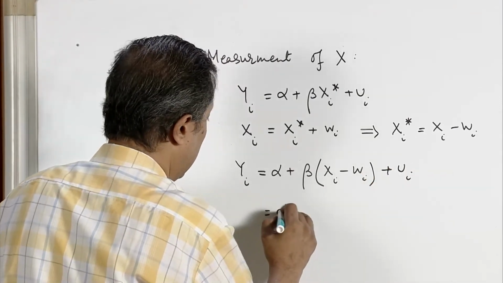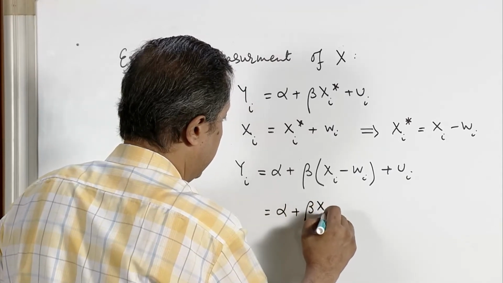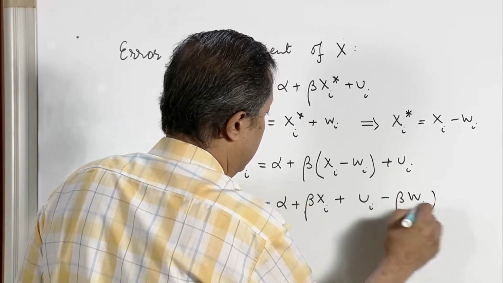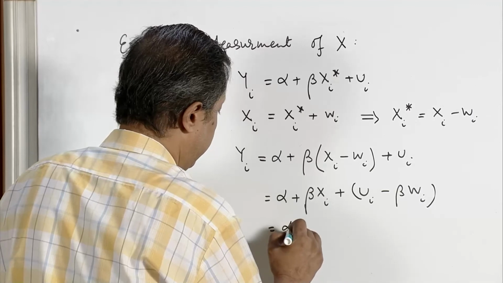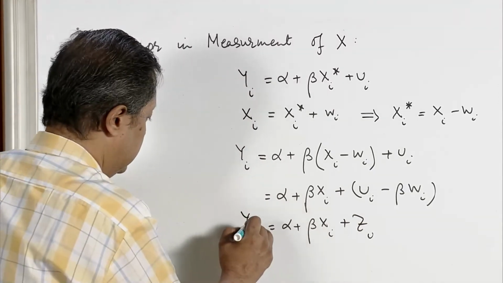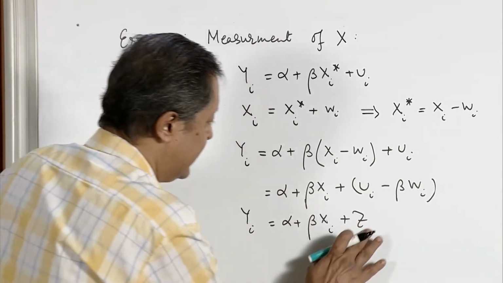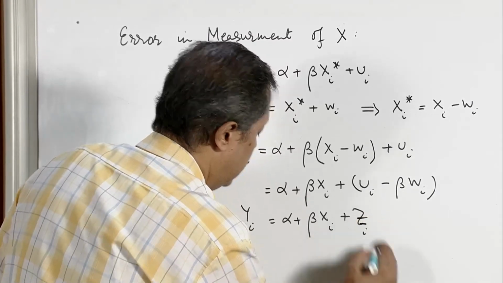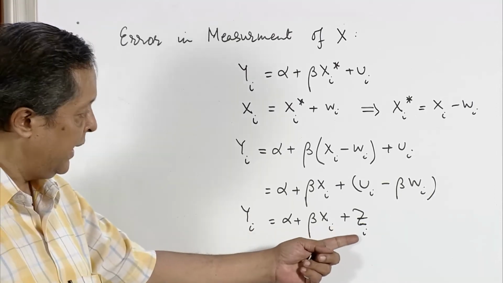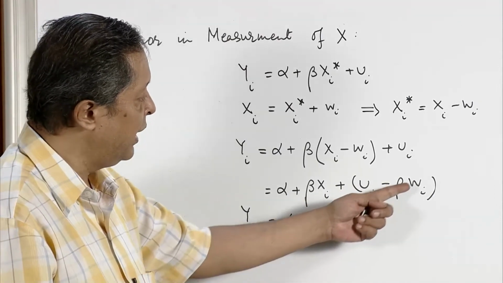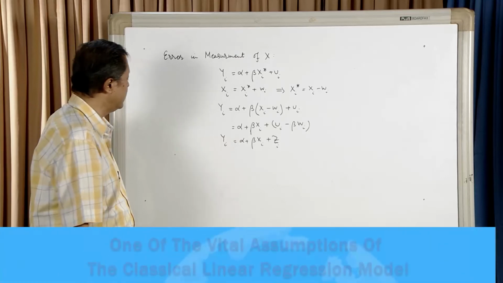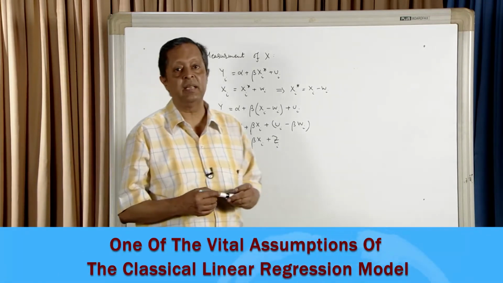So, that is equal to alpha plus beta xi plus ui minus beta wi, and this we can write as alpha plus beta xi plus zi. So, finally, the person running the model will run this particular regression where y is regressed on x and the residue z is ui minus beta wi, where wi is the error in measuring x.